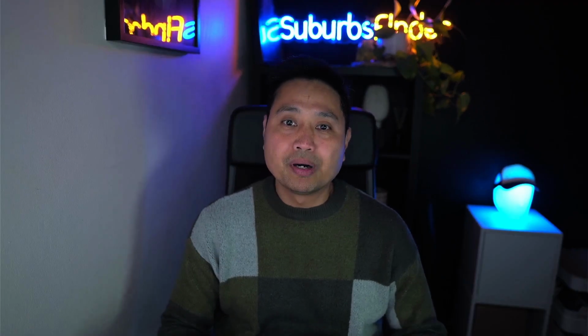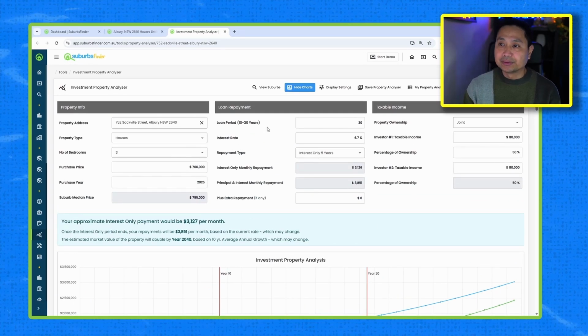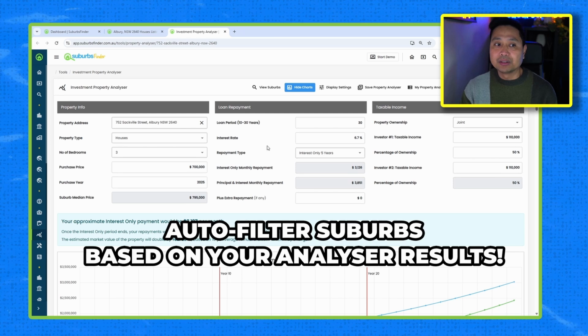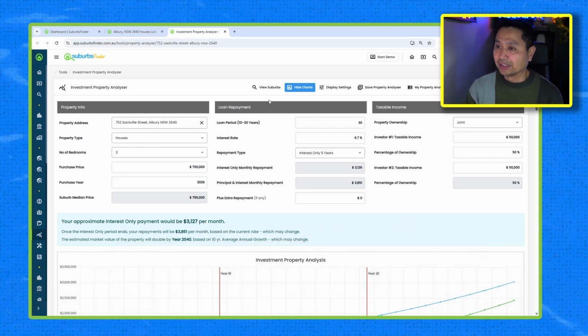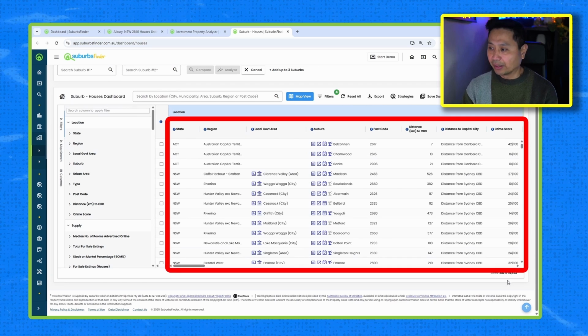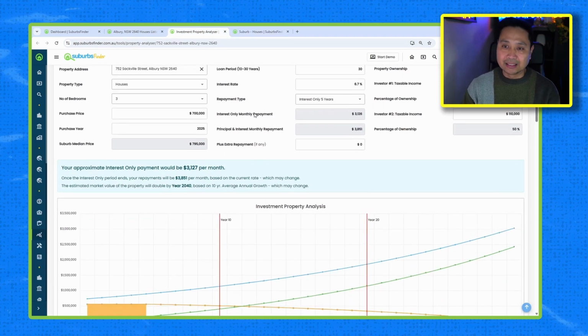Alright, here's that bonus tip I mentioned. Once we're happy with our numbers in the Property Analyzer tool, we don't need to manually plug them into the dashboard filters. All we have to do is click the View Suburbs icon, and SuburbsFinder will instantly use all of these parameters to narrow down the suburbs that match our criteria. SuburbsFinder narrowed down the areas right away. So right now we have 316 areas that match the numbers in our property analyzer.